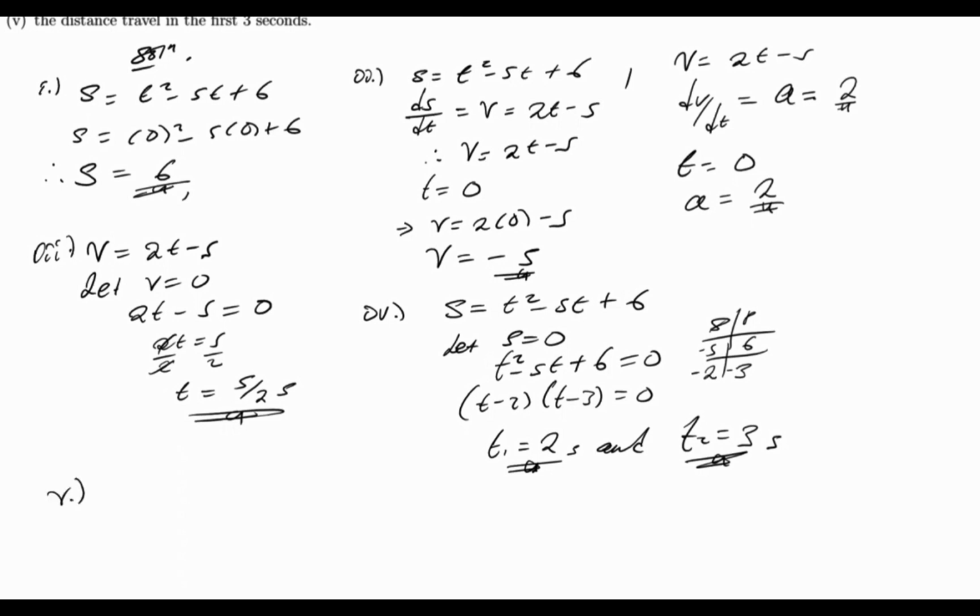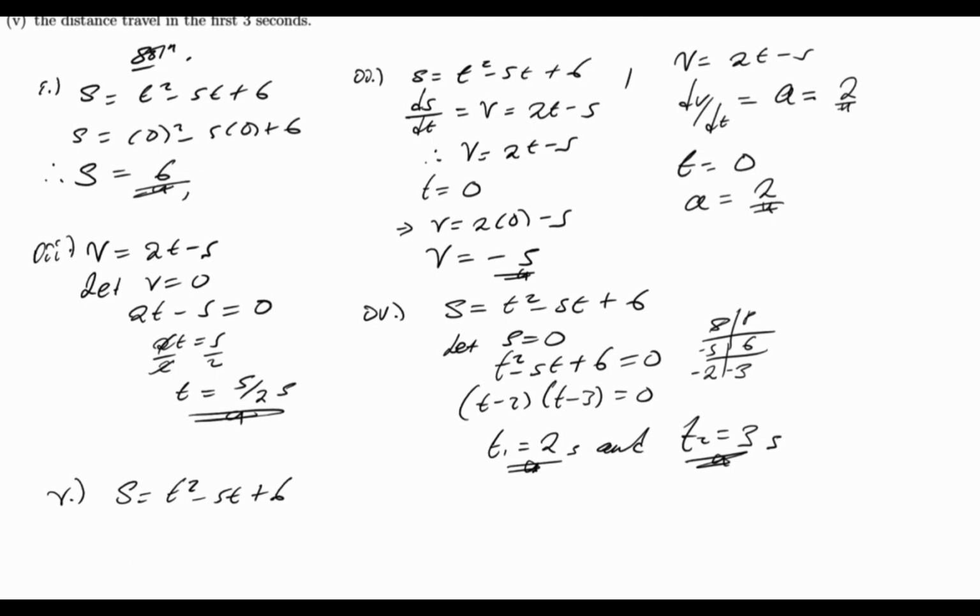Then to find the distance traveled in the first 3 seconds, since we have the position s equal to t squared minus 5t plus 6, we need to find the position in the first 3 seconds. Then again, we need to find the position when time is equal to 0. So we need to find s when time is 3 and subtract from s when time is equal to 0.